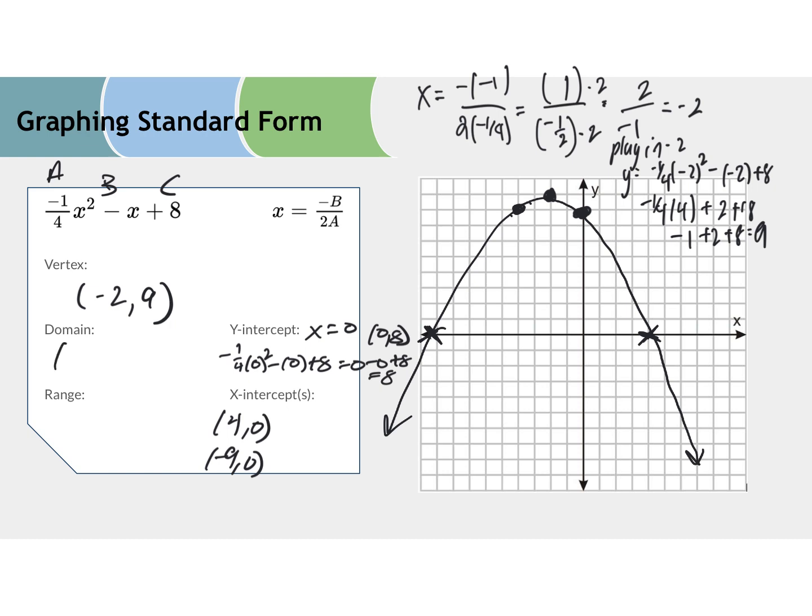So domain, negative infinity to positive infinity. My range, negative infinity, the highest the graph goes is 9. So that's really it for this. These still have the axis of symmetry. This one is shifted again, so my axis of symmetry is x equals -2.